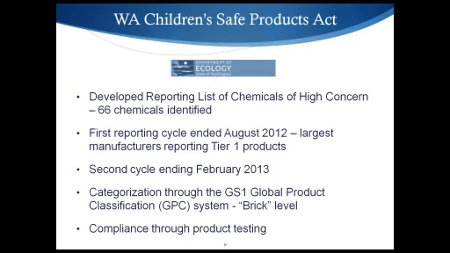It involved the largest manufacturers, those with sales, I believe, over $1 billion. And they're reporting Tier 1 products. And the Tier 1 products are identified as those that are geared towards children under the age of 3. The second cycle is ending at the end of this month, in February 2013.